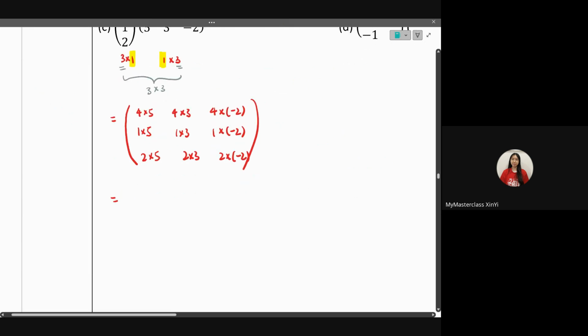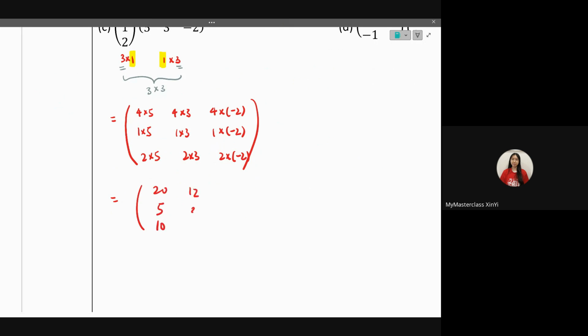Once you keep practicing, you'll get the hang of this. So this is 20, 3, -2, 5, 3, -2, 10, 6, -4. So you should get this 3 by 3 matrix.